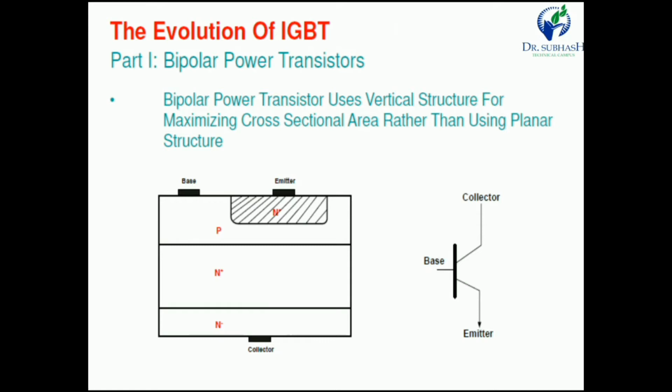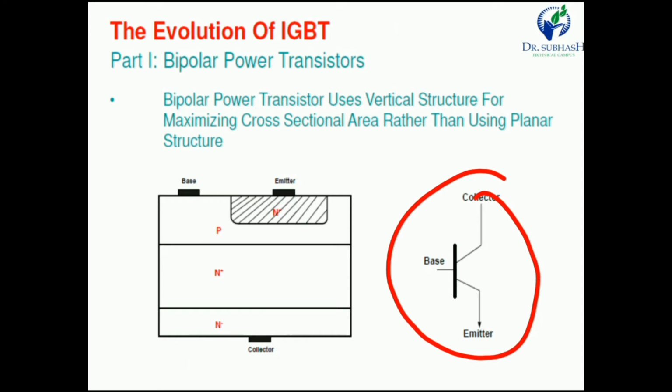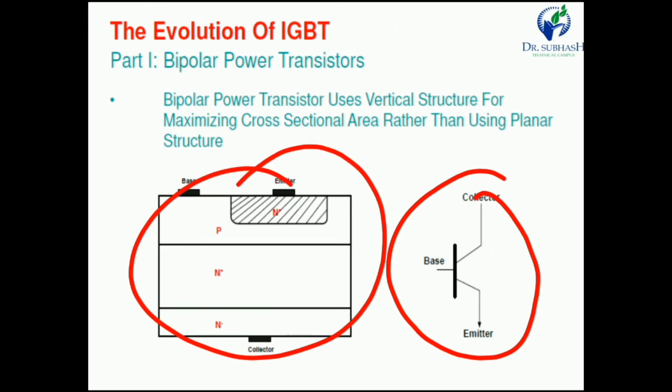The first step is the bipolar power transistor. This is the symbol of the transistor. Mainly it is a construction design of a higher version of the transistor, meaning if we add some extra features in the BJT, then it handles more power. The bipolar power transistor uses a vertical structure to maximize the cross-sectional area rather than using a planar structure. Here is the structure of the bipolar power transistor, and this is its symbol.